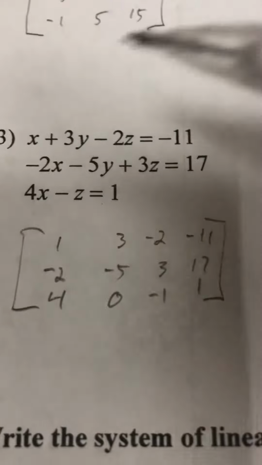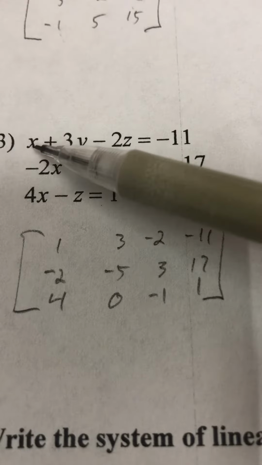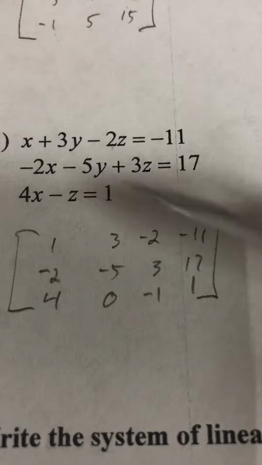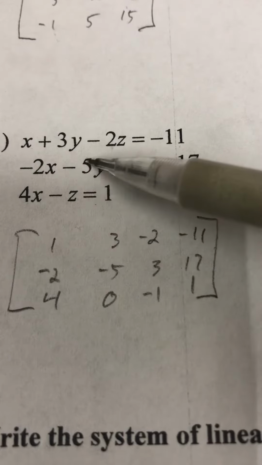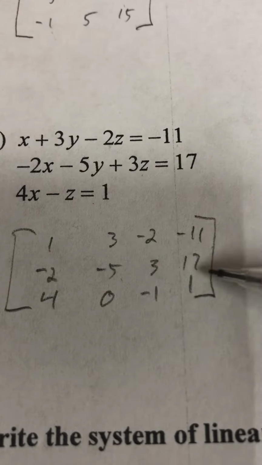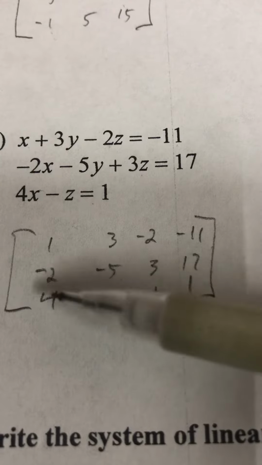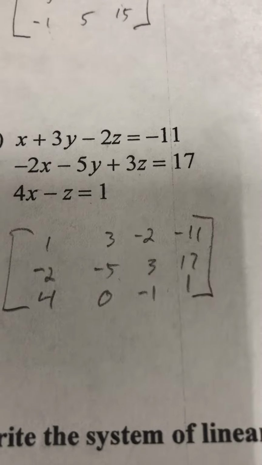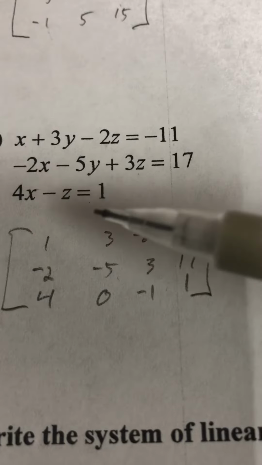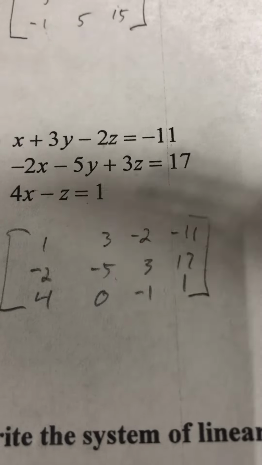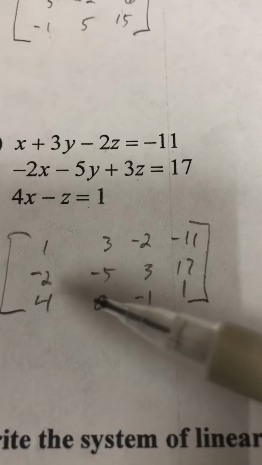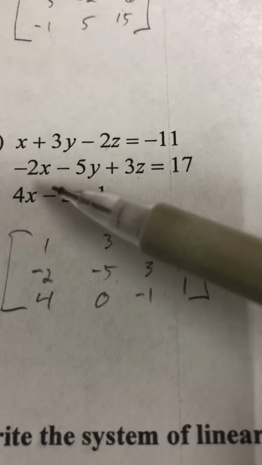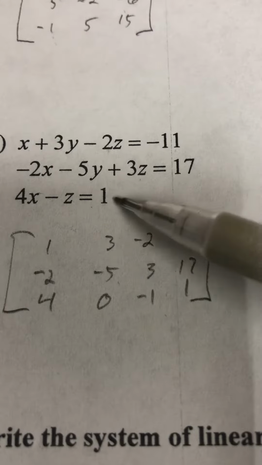All right, here it gets a little trickier. I have that 1x, I have that 3, and I have that -2 and -11. And then I have the -2, -5, 3, and 17. Here I have a 4x, but I don't have any y. When you don't see any y, you're just going to put a 0. If you don't see any x value, or any z value, if something's missing, then you put a 0 there. And then this would become a -1, and then you have a 1.